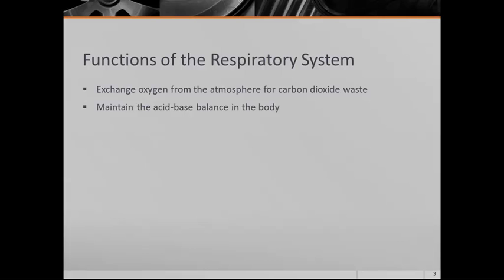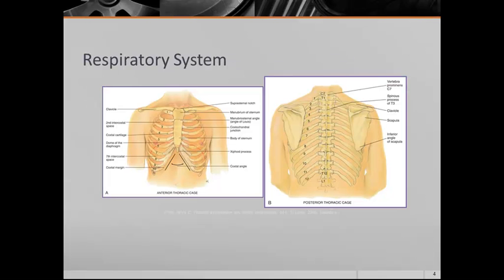These levels are often taken from an ABG, which determines the hemostatic pH of a person's serum levels. The respiratory system. Here we have an anterior view of the respiratory system and a posterior view. It is important to note that everyone has 12 sets of ribs, and the job of the ribs is to protect the thoracic cage.